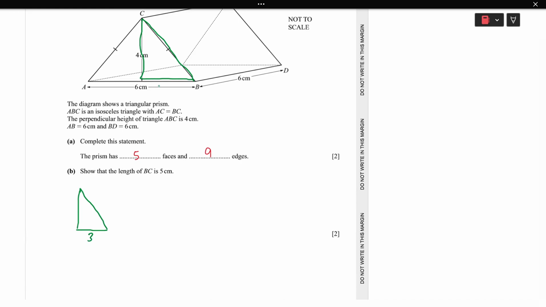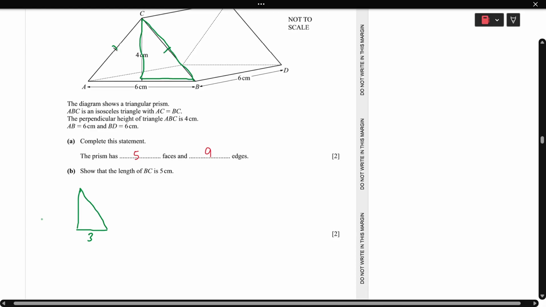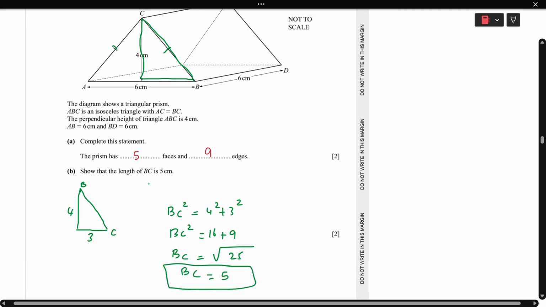So this is going to be the same because it is an isosceles triangle, which is given. So here is 4. Okay, now I'll use Pythagoras. This is B, this is C. BC square, because hypotenuse square equal to 4 square plus 3 square. So BC square equal to 16 plus 9. So BC equal to square root of 25. So BC equal to 5, that we need to prove. So BC is 5. So we proved.